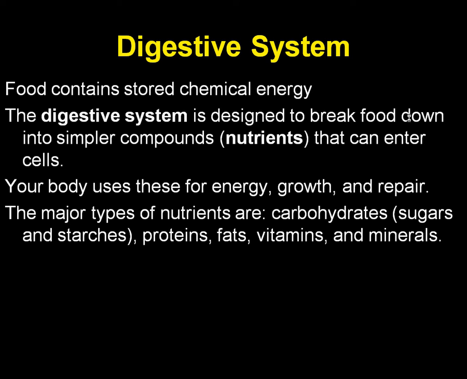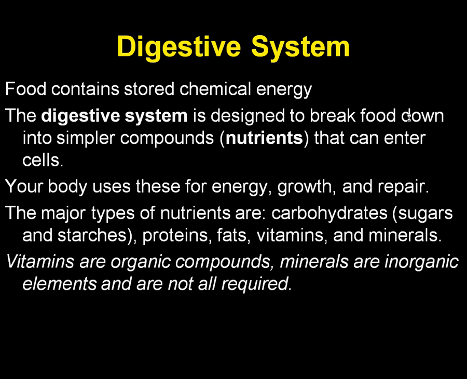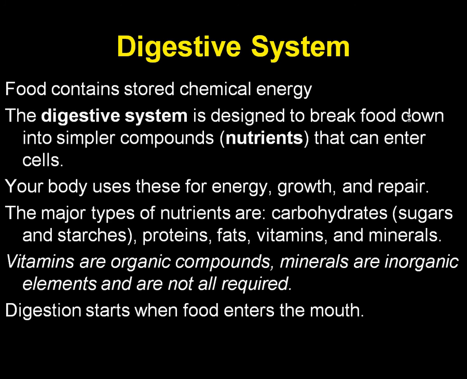And we have categorized these nutrients into major types: carbohydrates, which are sugars and starches, proteins, fats, vitamins, and minerals. Vitamins are organic compounds, minerals are inorganic elements, and of course not all minerals are required by our body for life, and some of them are quite toxic. But if anybody asks, that's the difference between vitamins and minerals.